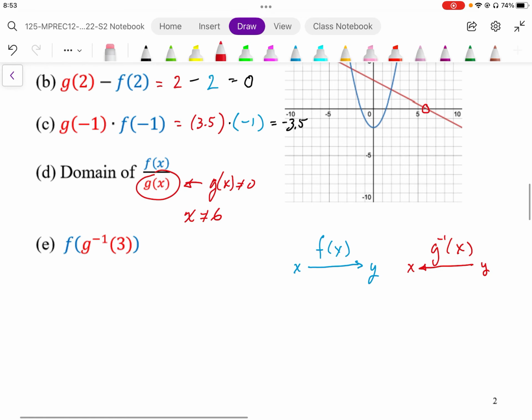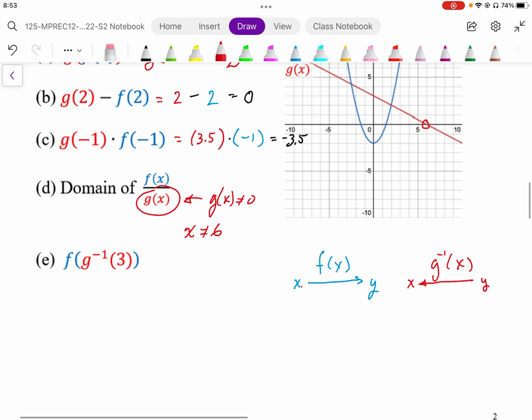For e, we're starting with, again, a composite function. So we have an inside and outside function. The inside function happens to be the inverse. Now, it's important to remember that the f of x, the original f, goes x to y. The inverse functions go from y to x. So I'm going to start with the inverse of g.